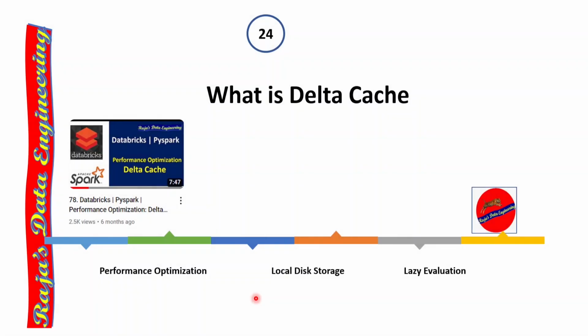Right. Moving on to the next question. What is delta cache? Delta cache is one of the performance optimization techniques. I have already posted video number 78. You can refer to that. Basically, whenever we have to perform certain data analytics on a particular delta table multiple times, then we can go with delta cache, which means we can cache the delta table, and it's a lazy evaluation.